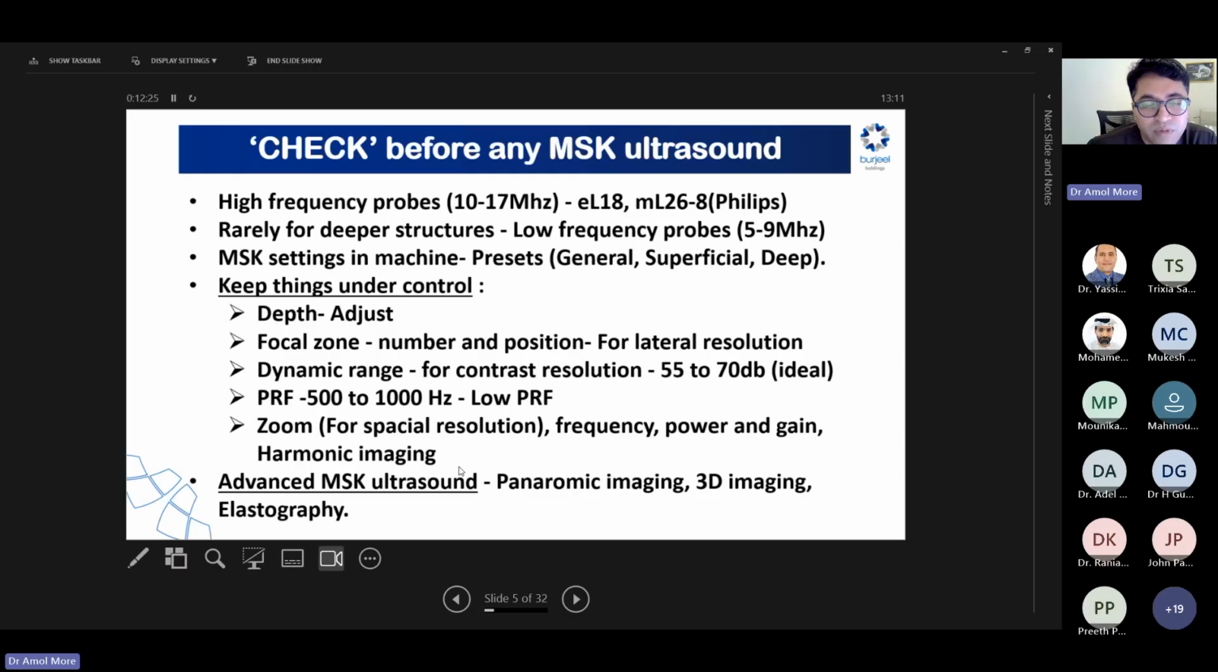A few times we use harmonic imaging for assessment of tendons. There are a few advanced tools in MSK ultrasound. A few MSK radiologists dedicatedly working on joint assessments are doing assessment of nerves, and they are doing panoramic imaging. A few people are doing 3D imaging. Tendons also can be assessed on elastography, which is an advanced MSK ultrasound tool.